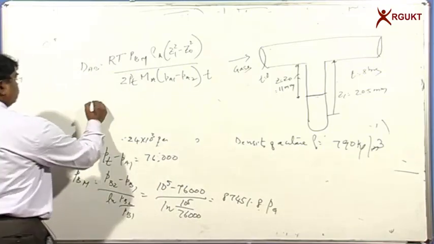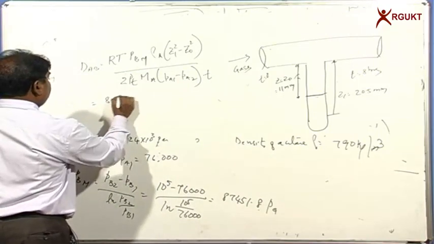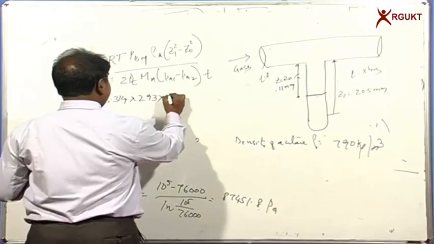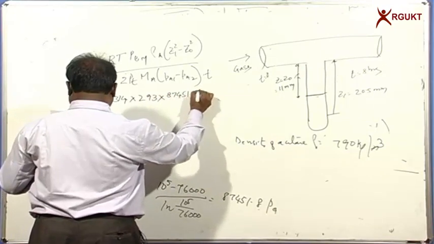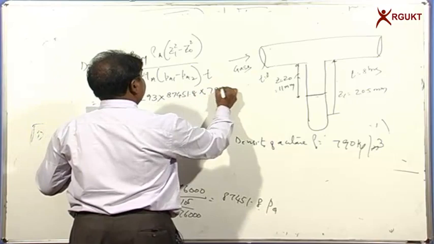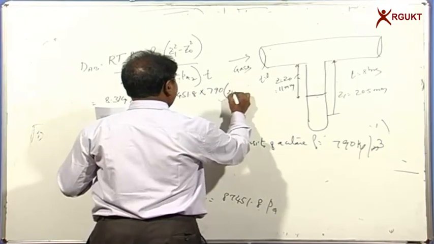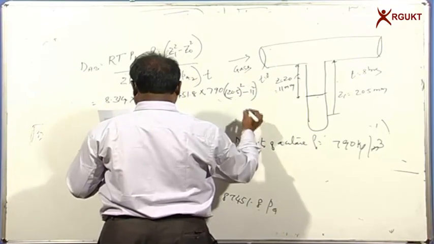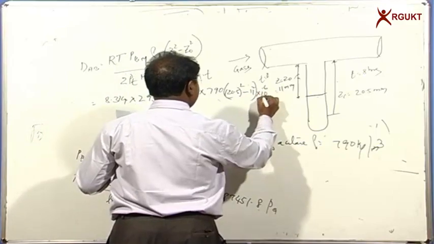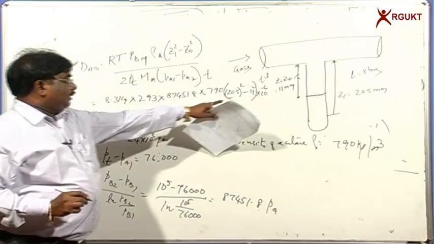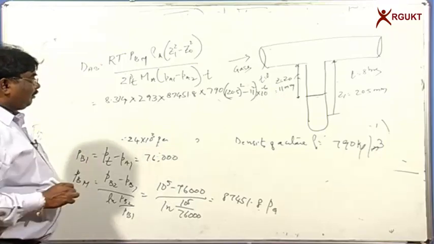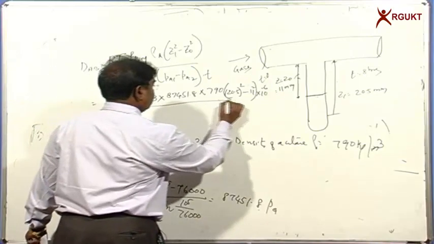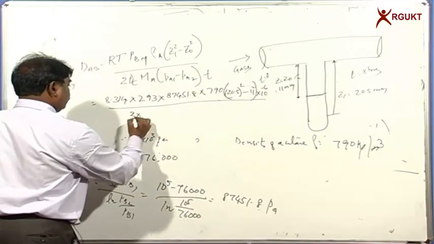Now, if you plug all the values into this expression, it is going to become 8.314 into 293 into 87451.8 into 790 into 20.5 whole square into 10 power minus 6. This 10 power minus 6 is coming because here it is in terms of millimeters, that we have to convert into meters. 10 power minus 3 multiplied by 10 power minus 3, it is going to become 10 power minus 6, whole divided by 2 into 10 power 5.